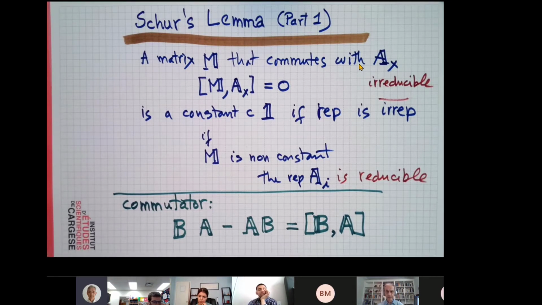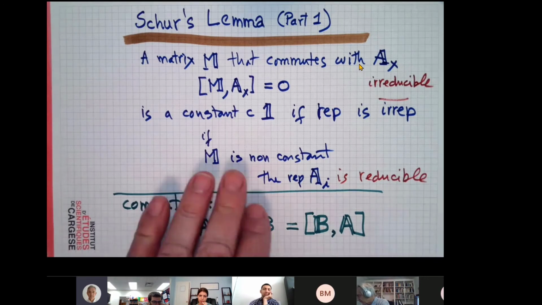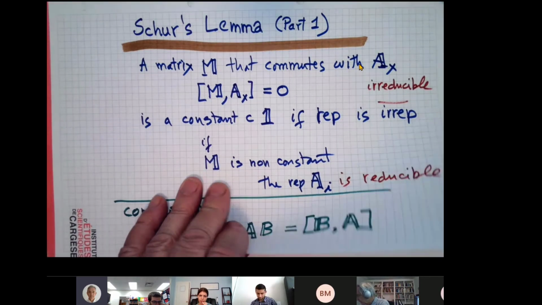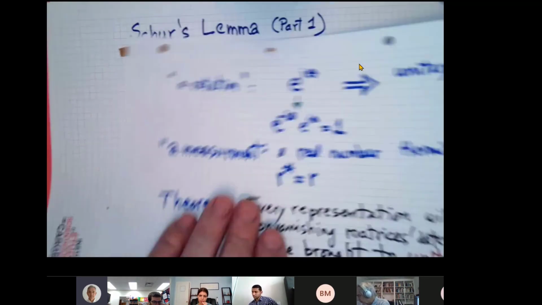So an irreducible representation is one that cannot be split into smaller pieces. And we worked on it. It's straightforward algebra. We did it, and we are done. This is Schur's lemma.